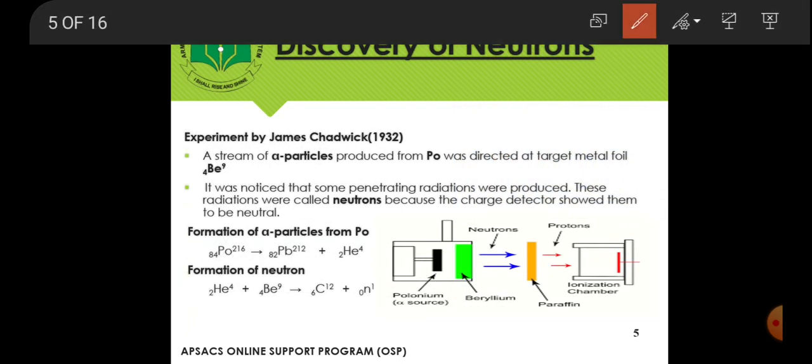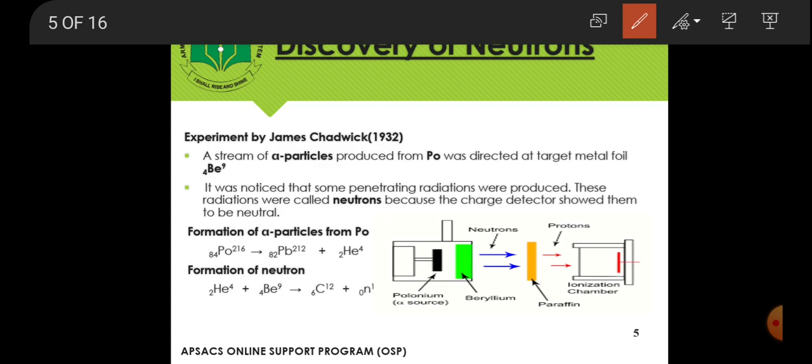Yes, friends, so let's study the discovery of neutrons. In 1920, Rutherford predicted that some neutral particle must be present in an atom. But why did he predict this? Because according to Rutherford, the atomic mass of an atom cannot be explained if we suppose that the atom contains only proton and electron. In order to explain the atomic mass, some neutral particle must also be present in an atom.